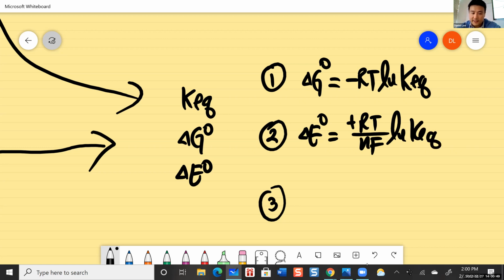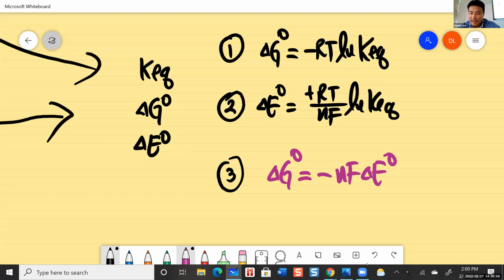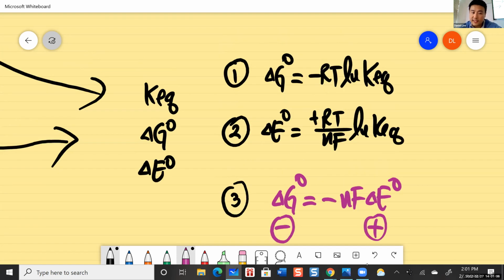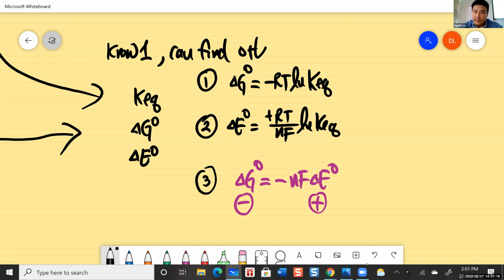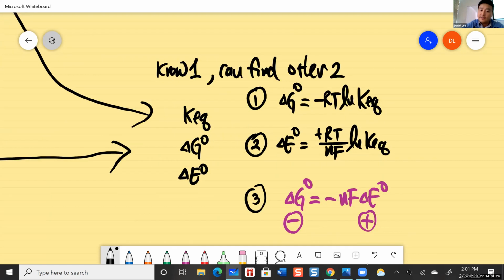And the final one is, if you combine 1 and 2 together, delta G naught is negative nF delta E naught. So you combine them together. If E is positive, G is negative, so you are spontaneous. Those are the three consequences, the three equations. Basically, you just need to know one, and you can find the other two. It doesn't matter which one you know. If you know one, you can find the other two. All right, so that is important.